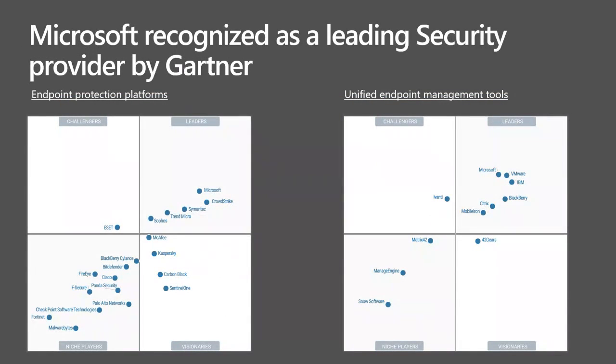Microsoft has recently moved to become a leader in both endpoint protection platforms and unified endpoint protection management. Over a period of just 3 years, Microsoft has gone from just being a challenger in security to being an industry leader. Every year, Microsoft invests more than $1 billion in security, and with EMS now leads the way alongside other household names such as Symantec or Kaspersky.